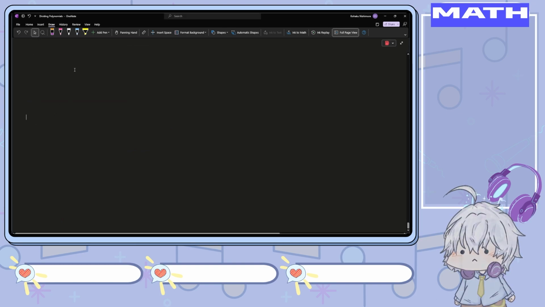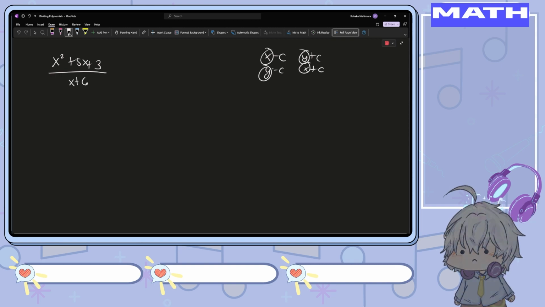So now here, we start here. So, let's say I have x squared plus 5x plus 3 divided by x plus 6. So again, the divisor should be in the form x minus c or y minus c or even x plus c and y plus c. Anything goes as long as this is a singular number without any numerical coefficient greater than 1 beside it.